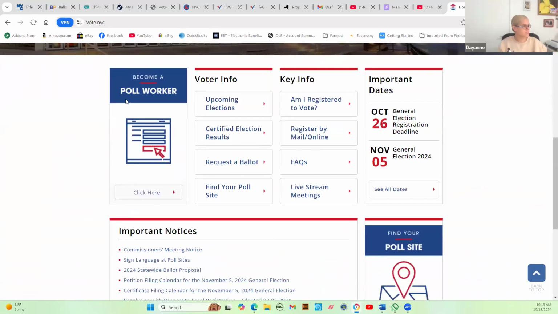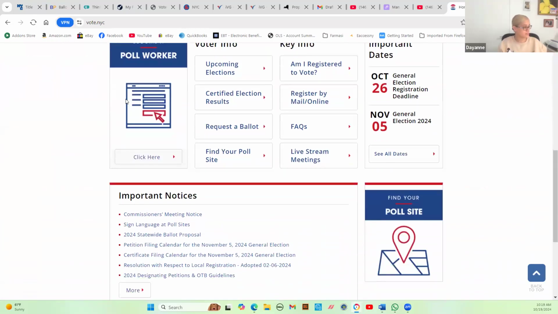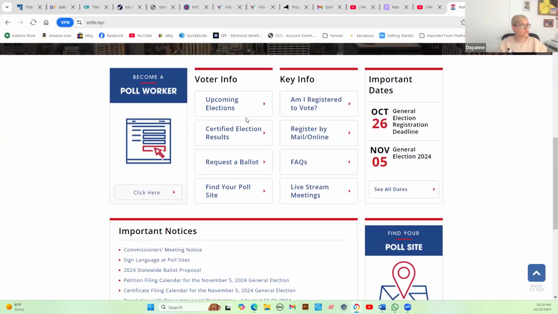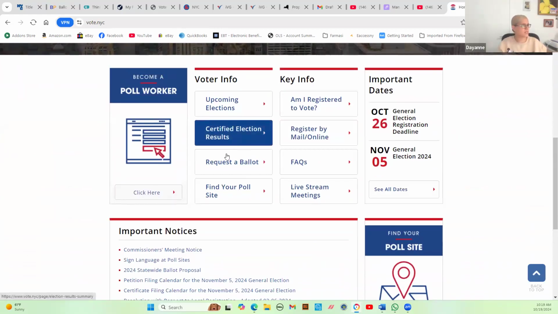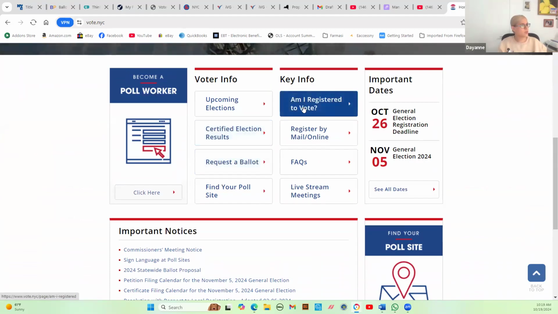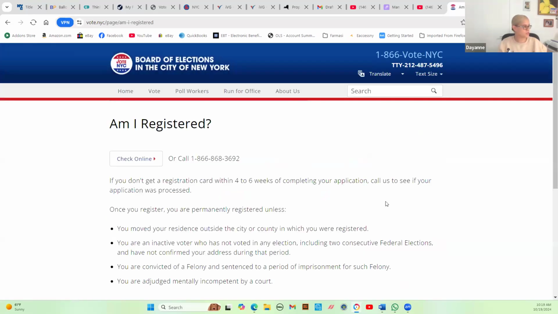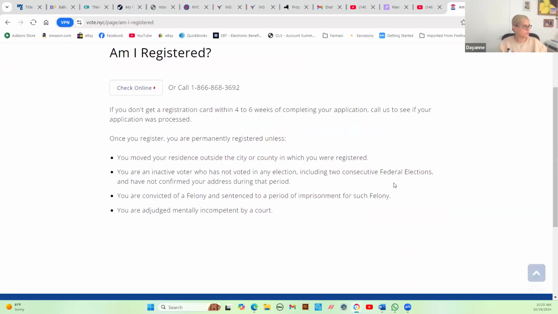Okay, all of these things, important information, notices, okay, certified election results. This is for afterward. You get to look at this, okay? And then you would go here, am I registered to vote? That is the very first thing you should do, okay? So again, if you're a New York State resident or New York City resident, you will go to vote.newyorkcity, and this page will populate. So am I registered to vote? Here, it's telling you what you have to do, okay, once you've been registered and once you haven't been registered.